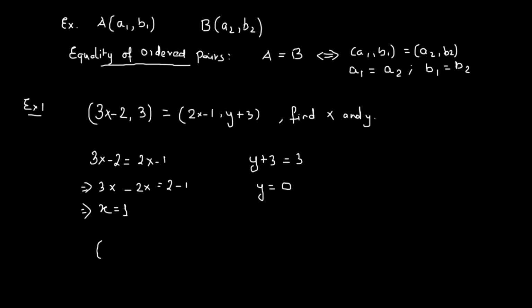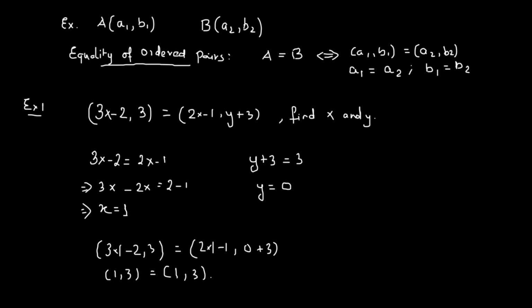So we have 3 times x, which is 1. So (3 times 1 minus 2, 3) is equal to (2 times 1 minus 1, 0 plus 3). So 3 times 1 is 3, 3 minus 2 gives us 1. So (1, 3) is equal to 2 times 1 is 2, so 2 minus 1 gives us 1, and 0 plus 3 is simply 3. So we see that x and y are specific values which make these two ordered pairs equal to each other. So this is what is meant by equality of ordered pairs.